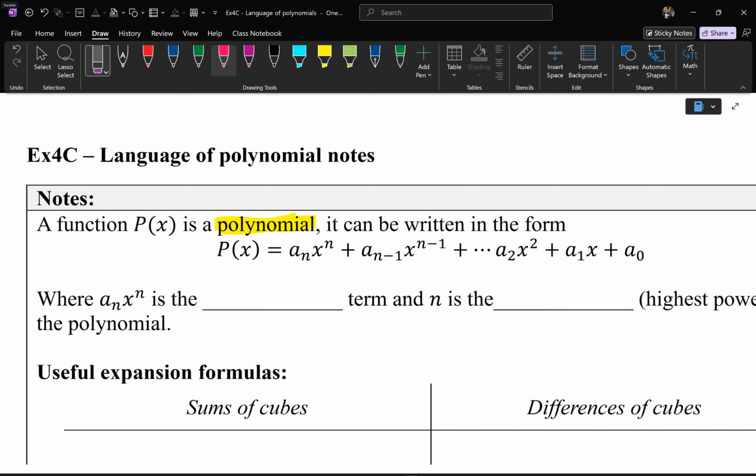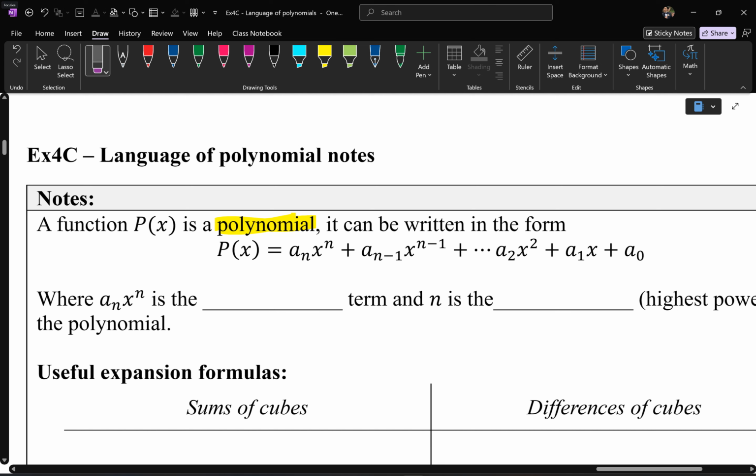I'm going to plug this in. Are we good? Okay, we're good again.